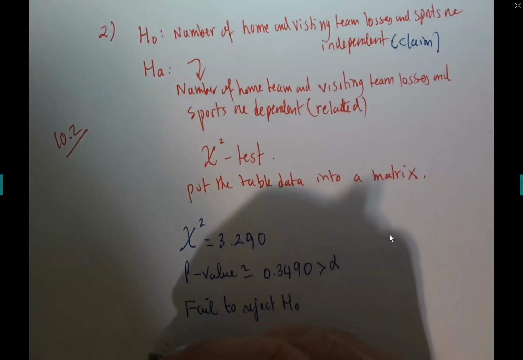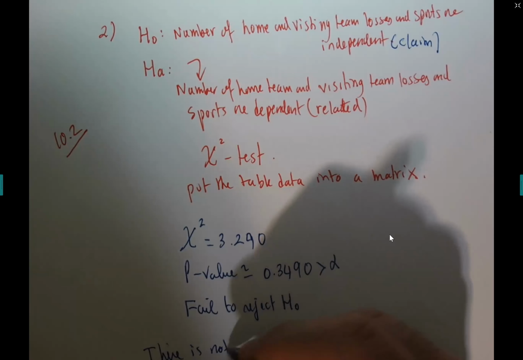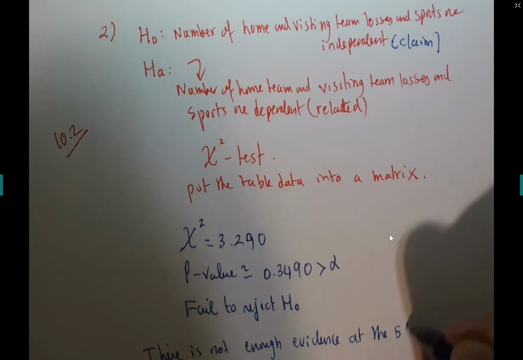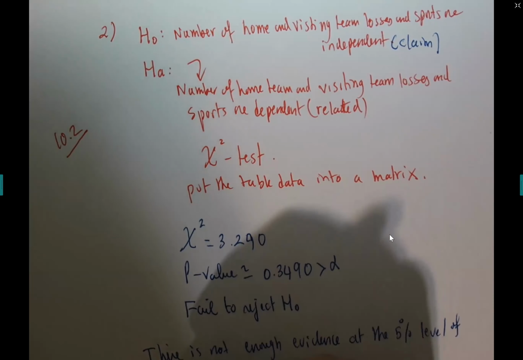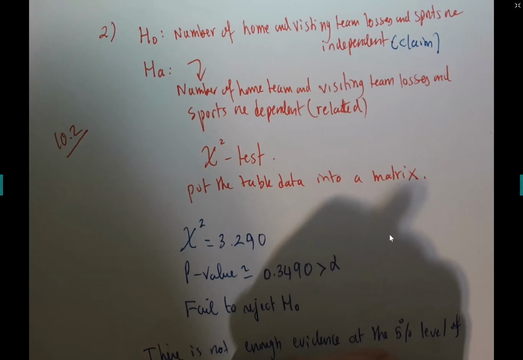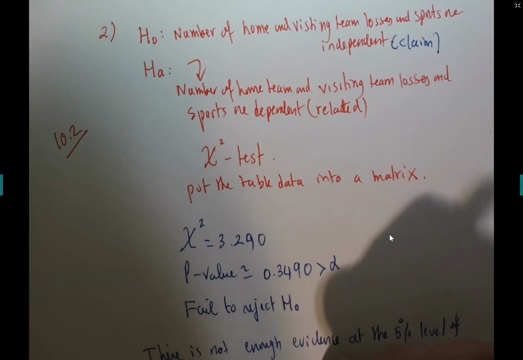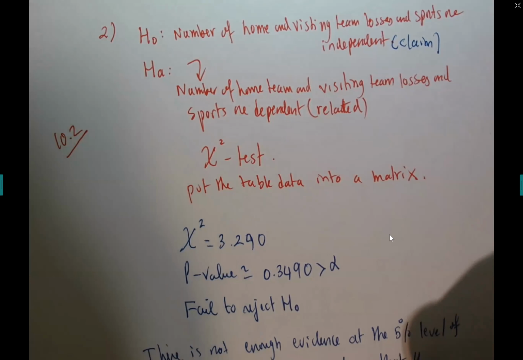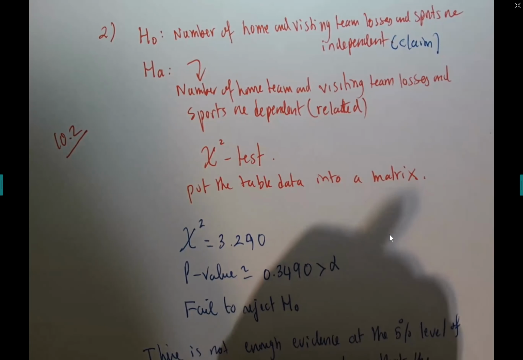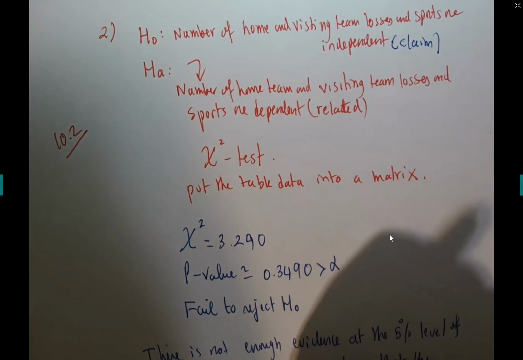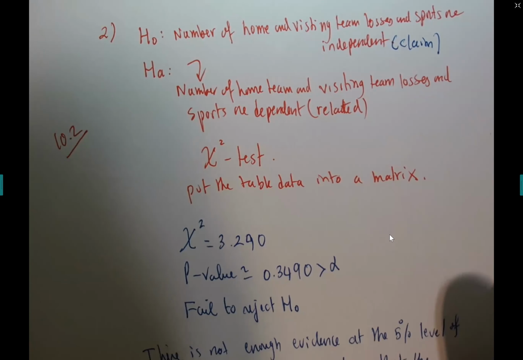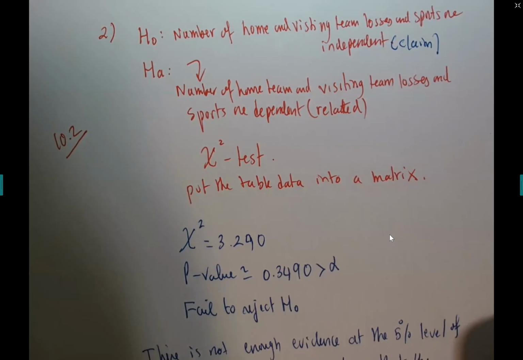Fail to reject H0. There is not enough evidence at the 5% level of significance to reject the claim that the number of visiting team losses and home team losses and sports are independent.